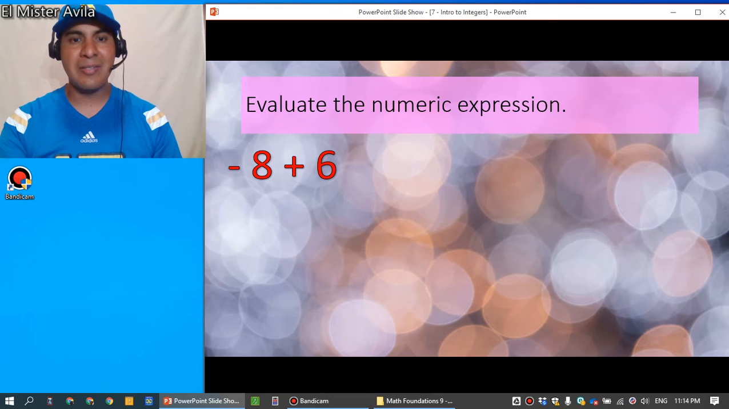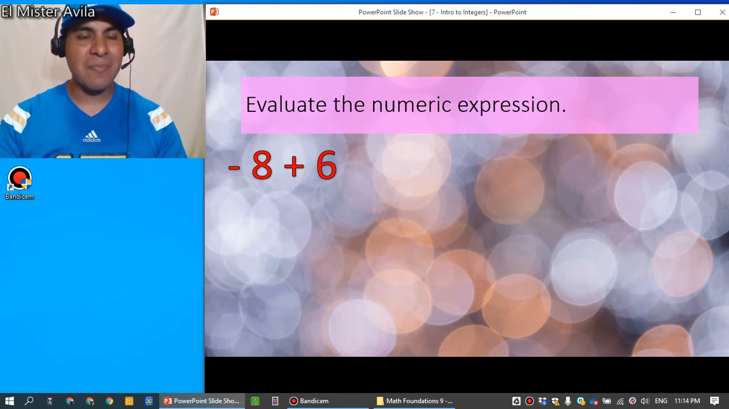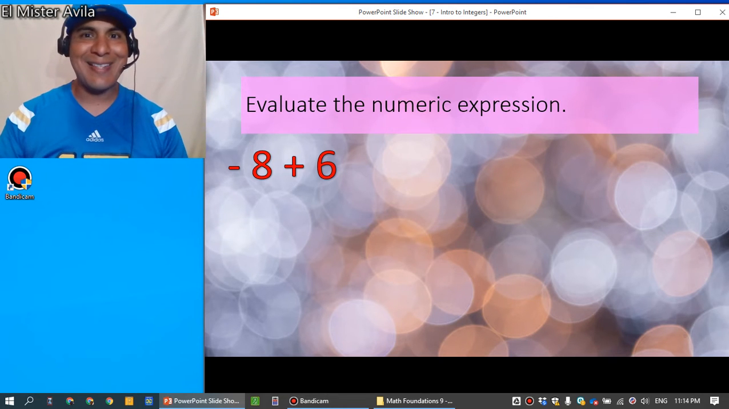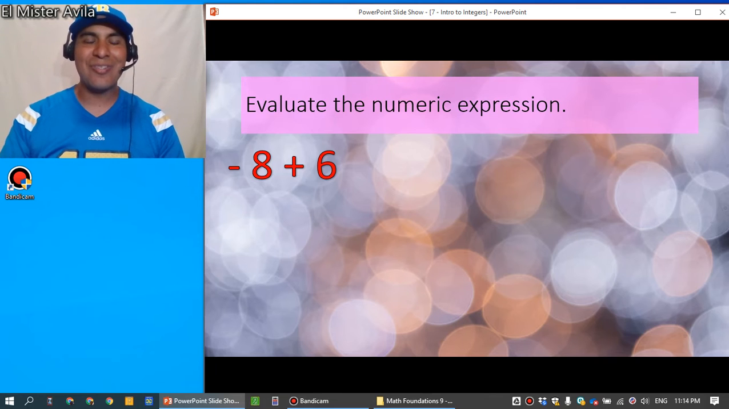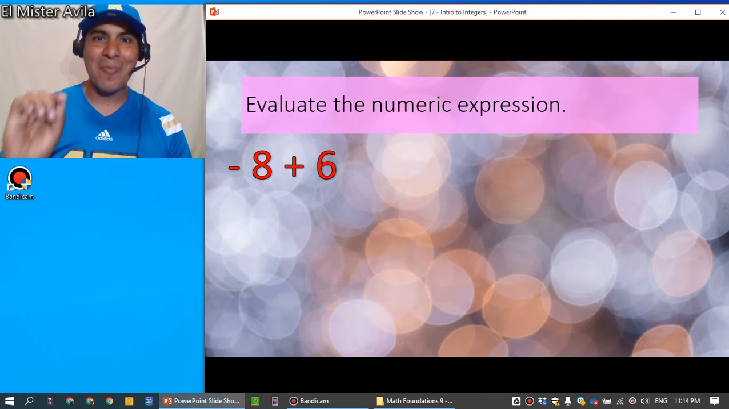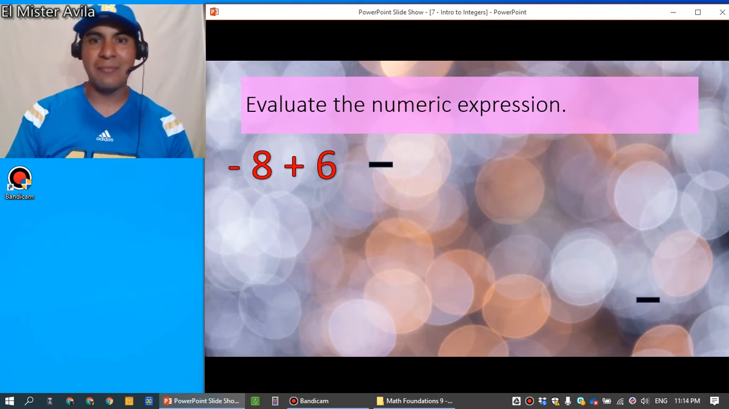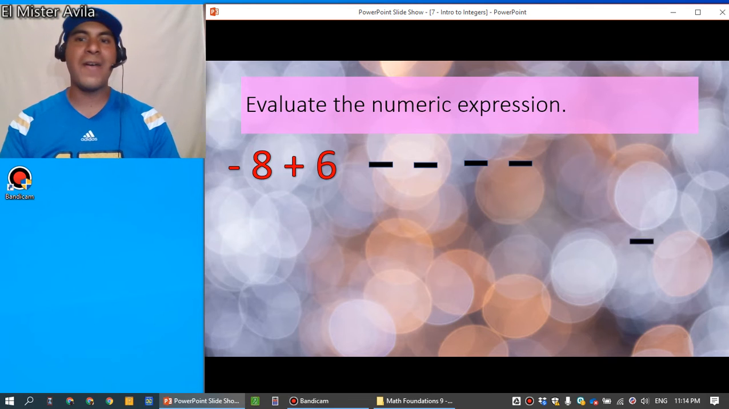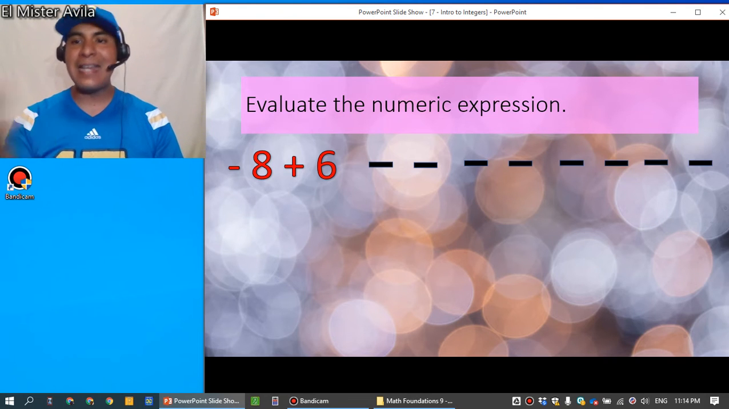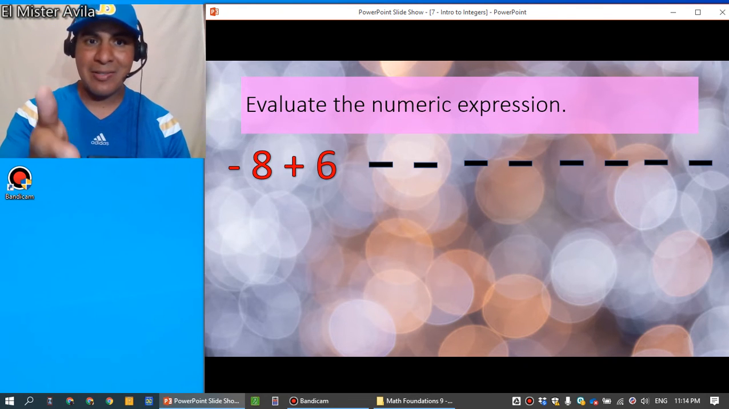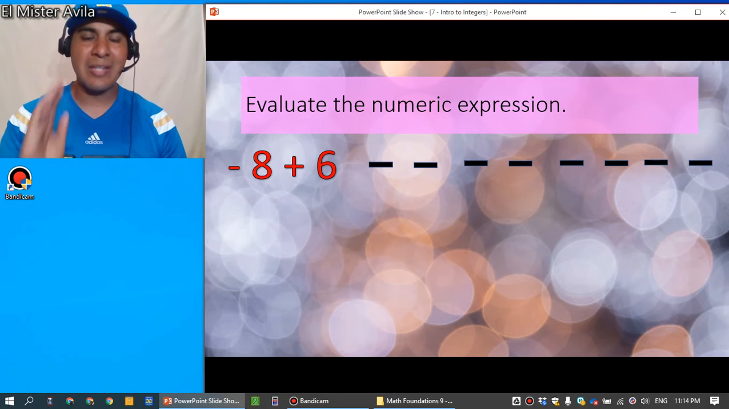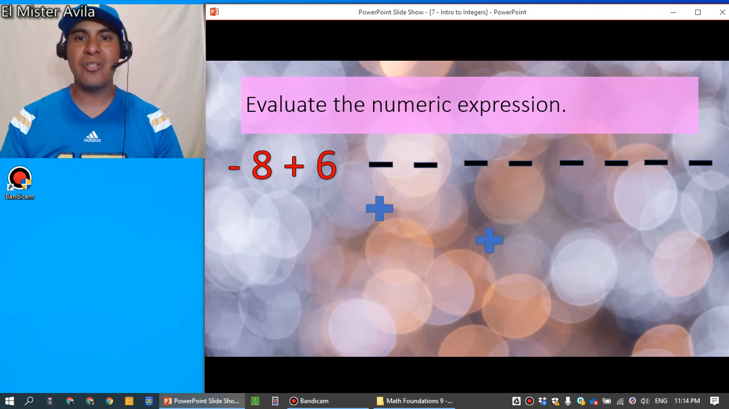Negative 8 plus 6. Now, this is a way I teach to my students. There's many ways to teach adding and subtracting integers. This is a way that I found has been the most beneficial, so I hope you understand it. The way I'm going to represent negative 8 is with 8 negatives. 1, 2, 3, 4, 5, 6, 7, 8 negatives. That plus 6, I'm going to represent with 6 positive symbols. 1, 2, 3, 4, 5, 6.